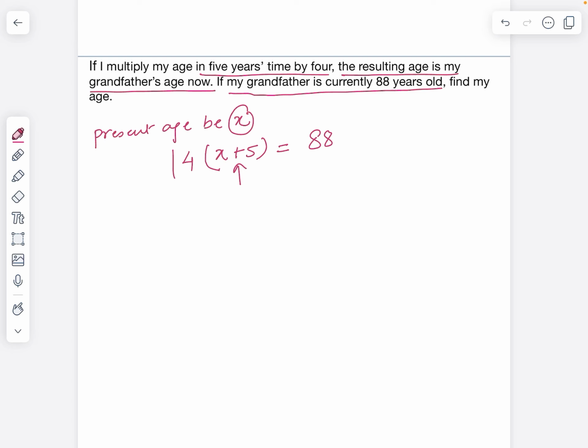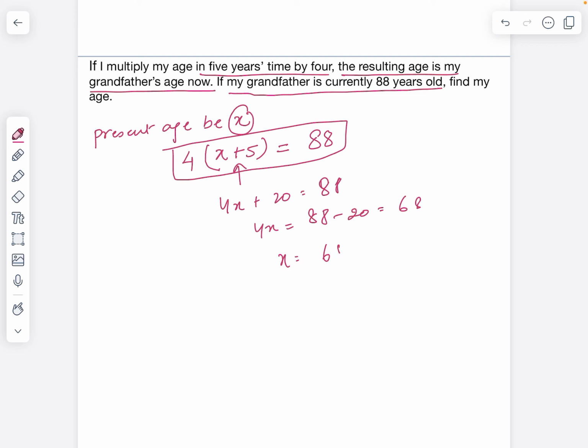So this is how the equation is designed. 4 times x plus 20 is equal to 88. So 88 take away 20 is going to be 68. That is 4x. So x is going to be 68 upon 4. 4 ones are 4 and 4 sevens are 28. So my present age is 17 years old.